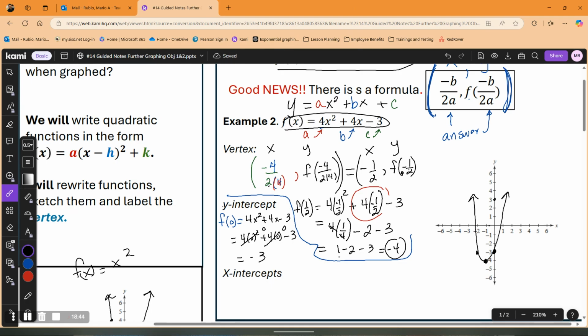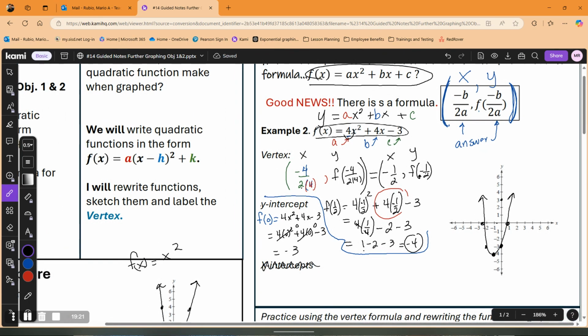So my graph's going to look like that. My x-intercepts are here and here. Let's not worry about the x-intercepts, let's just leave it at that. We know it's pointing upward, which matches up with our +4 in the a, and we know that we have a parabola with a vertex at -1/2, -4 because we used the formula and we didn't have to rewrite and convert the equation.